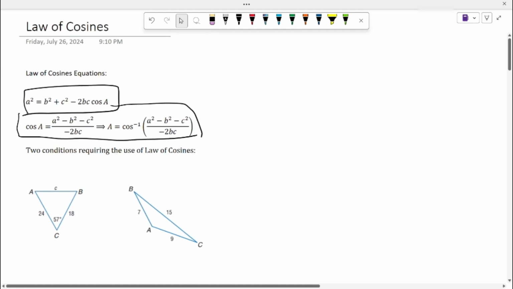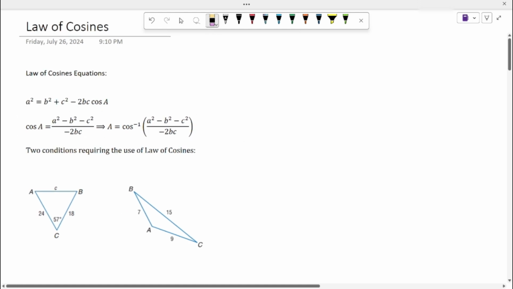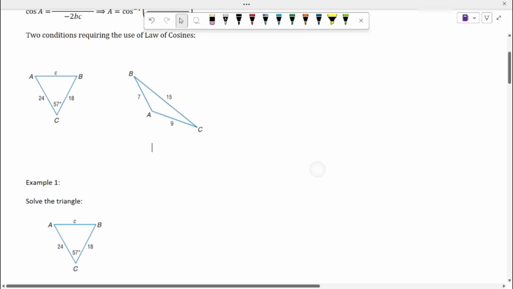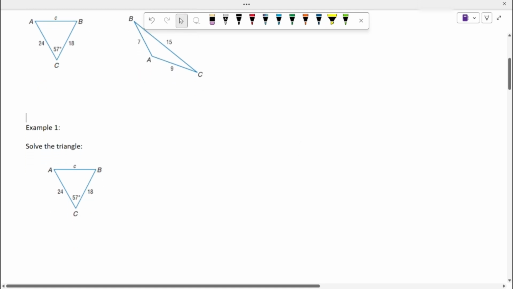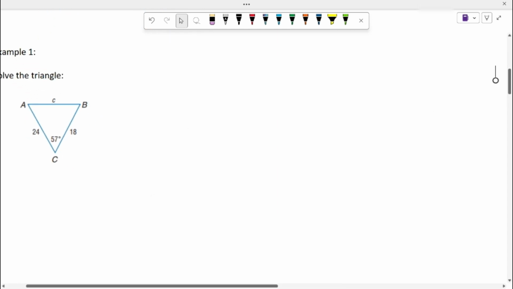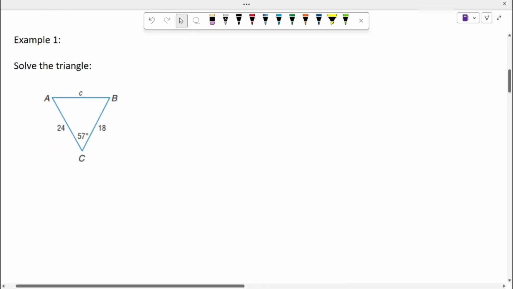All right, so let me erase this stuff here, come down here, and we are going to solve the first triangle that we looked at, with an angle sandwiched between two sides. In this case, we know one of the angles, and we're given two sides, and we need to solve for a third side and two other angles. So I'm going to make this bigger, and then we're going to solve our triangle using law of cosines.